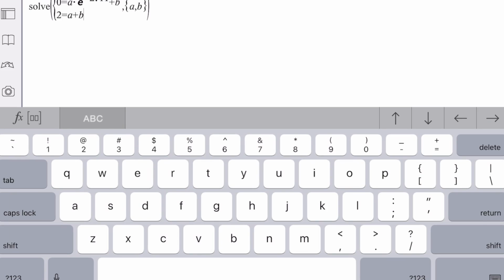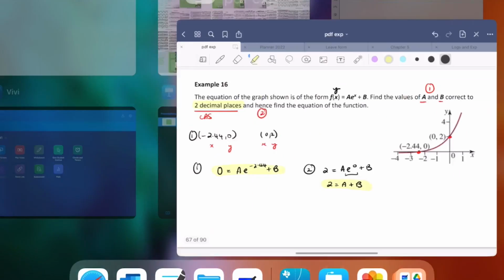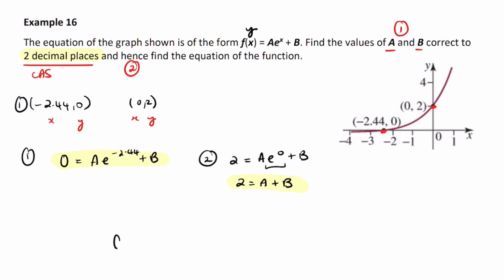So now that I've got my two equations, I can press enter, and I've got my two answers there. So I can go ahead and just copy that in. So that will be a is equal to 2.19 and b is equal to negative 0.19. So now that I have both of these to two decimal places, I can go ahead and find the equation of the function. So that's going to be 2.19 e to the power of x minus 0.19.